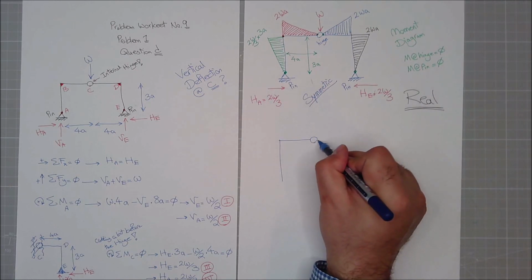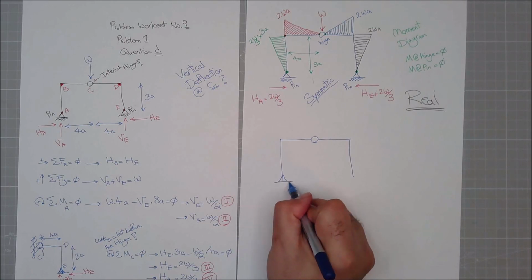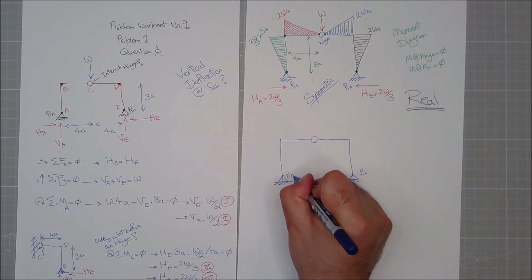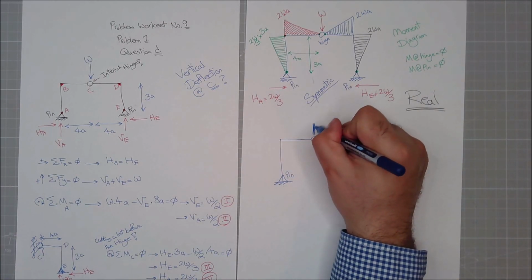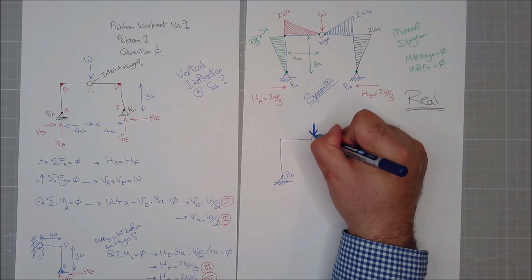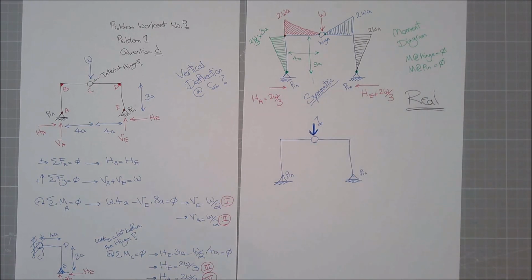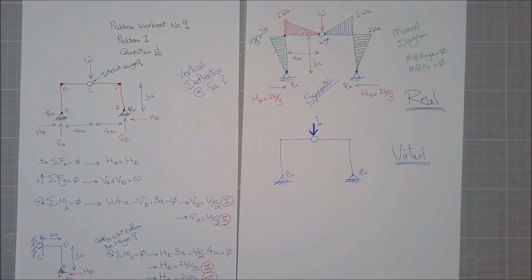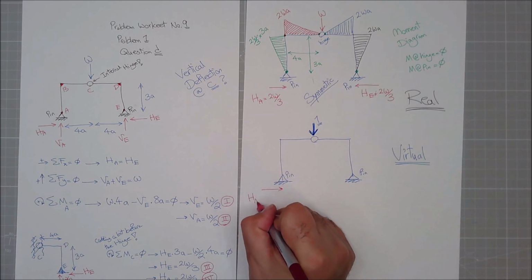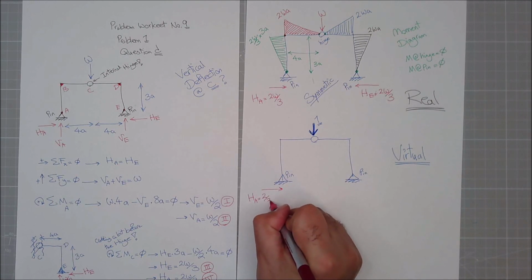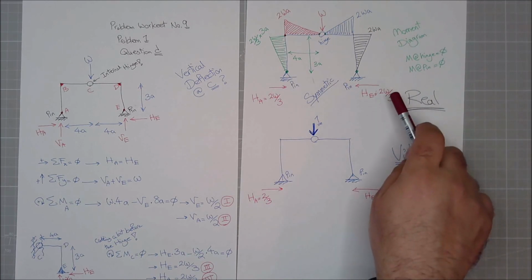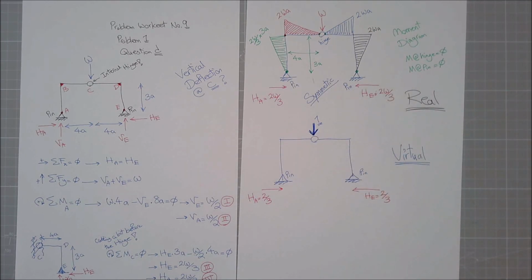I draw the same frame again, pin and pin. Now this time I'm replacing it with one single unit load. This is my virtual case now. So if I replace W with 1, this HA for the virtual case will be 2 over 3. This HE for the virtual case will be 2 over 3. See, W, I replace it with 1 because it's the virtual one.